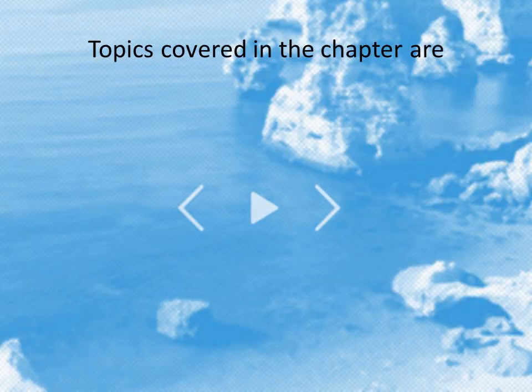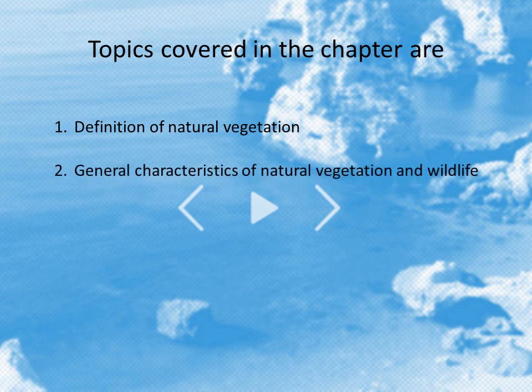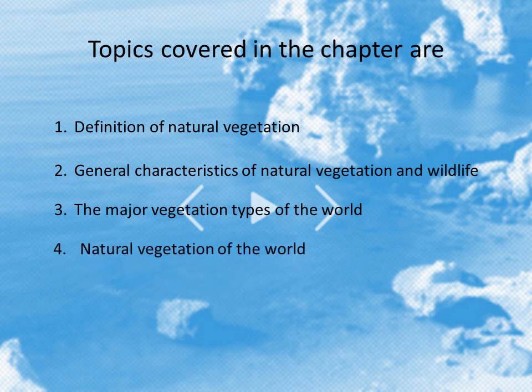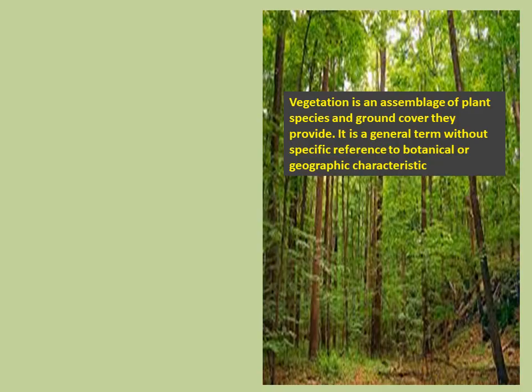Topics covered in the chapter are definition of natural vegetation, general characteristics of natural vegetation and wildlife, the major vegetation types of the world, natural vegetation of the world, and natural vegetation of India. Today, in this module, we will do definition of natural vegetation and general characteristics of natural vegetation and wildlife. Let's start with the definition of natural vegetation.